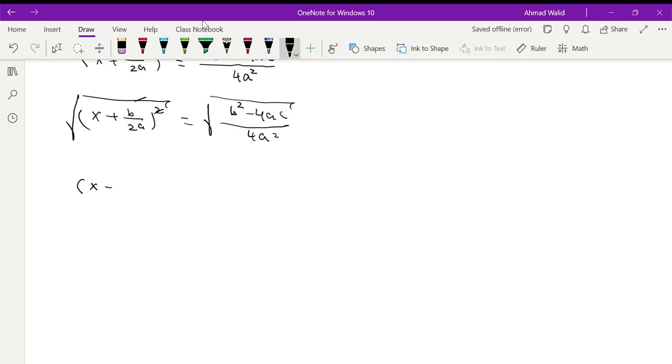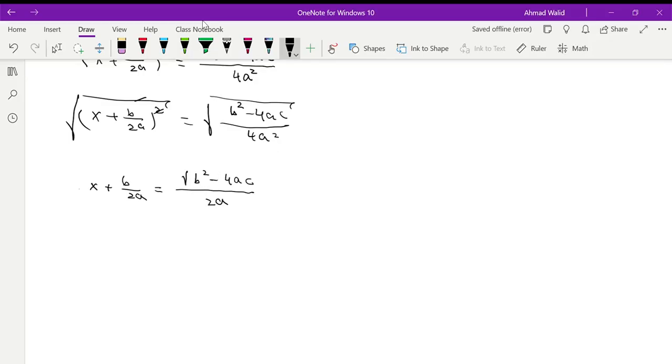x plus b over 2a. I don't even need a parenthesis because the square is gone. Equals, the denominator has a square, which is 2a. I will write the denominator 2a, and I'll keep the top under the square root because we cannot take the square root of b squared minus 4ac, right? b squared minus 4ac.